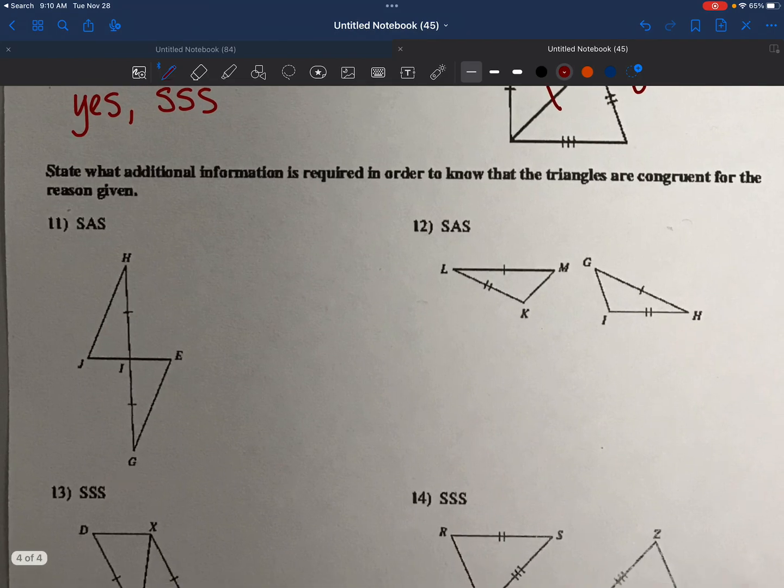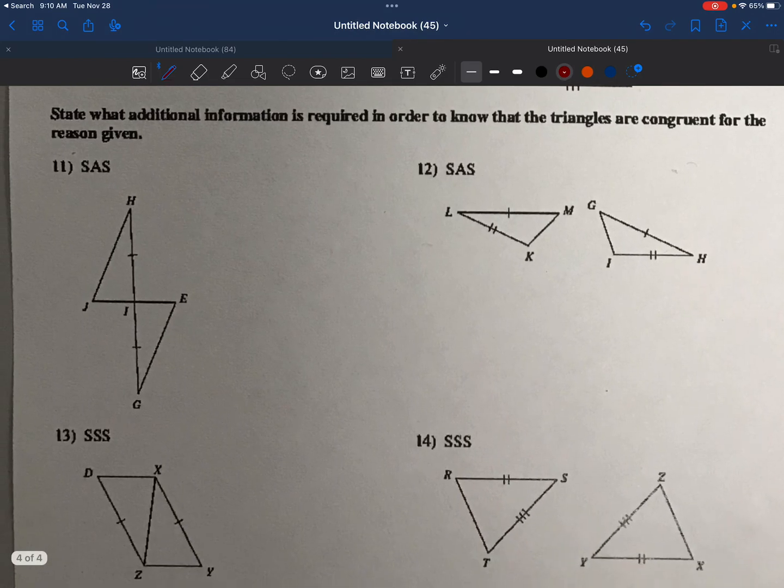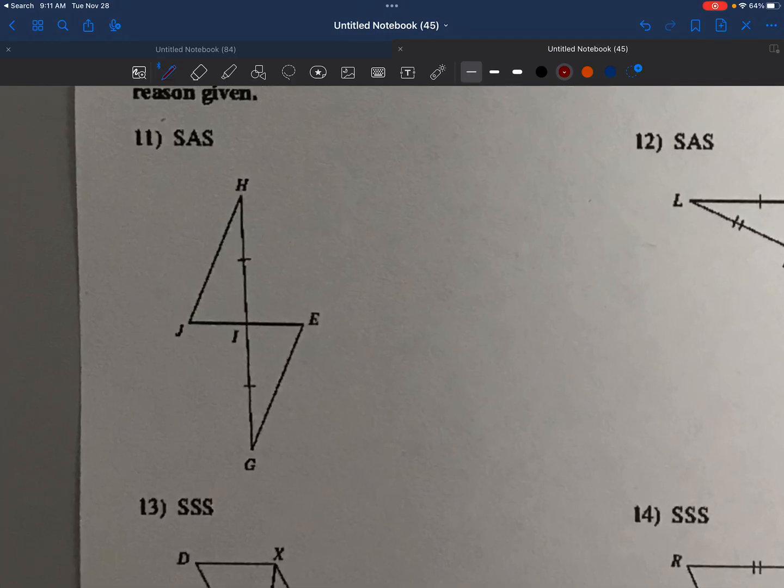Okay, last one I want to go over with you, because this one, I wouldn't say it's super difficult, but it is a little more tricky. It says, state what additional information is required in order to know that the triangles are congruent for the reason given. So, on number 11, it asks us if the reason given is side angle side, what information they would have had to give us to prove that.